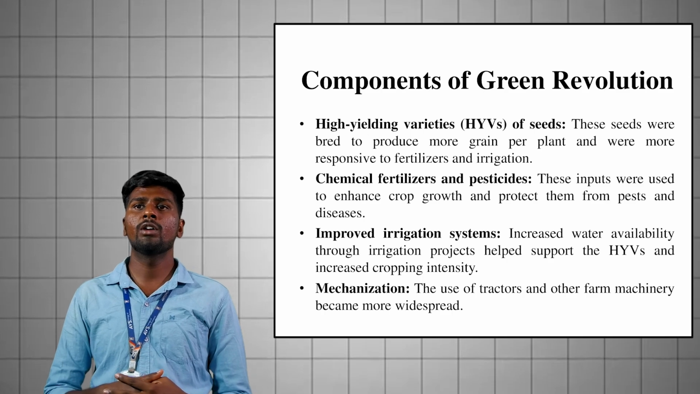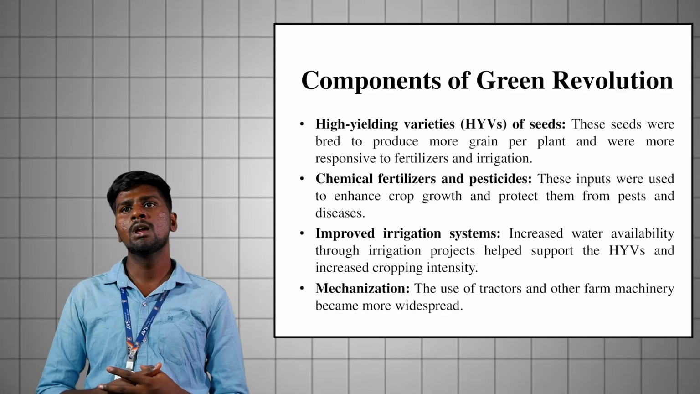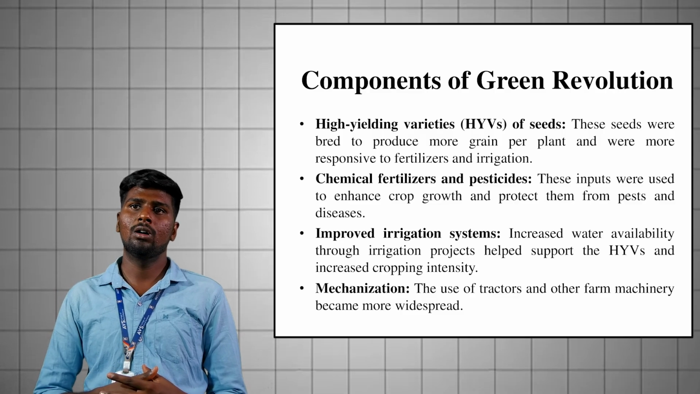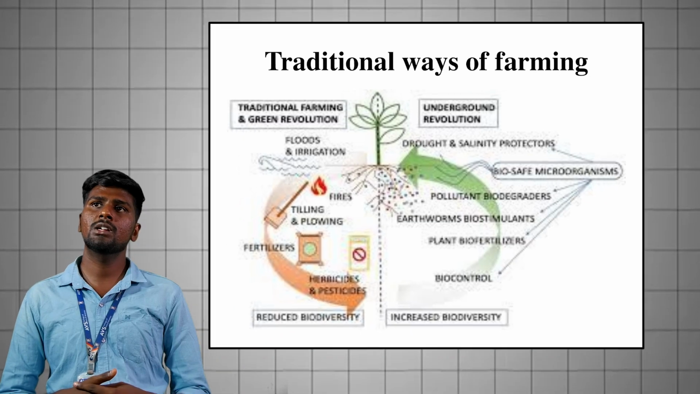Then what are the mechanisms to induce the major components? We are also told that the use of tractors and other farm machinery became more widespread. Then these are all the traditional ways of farming.